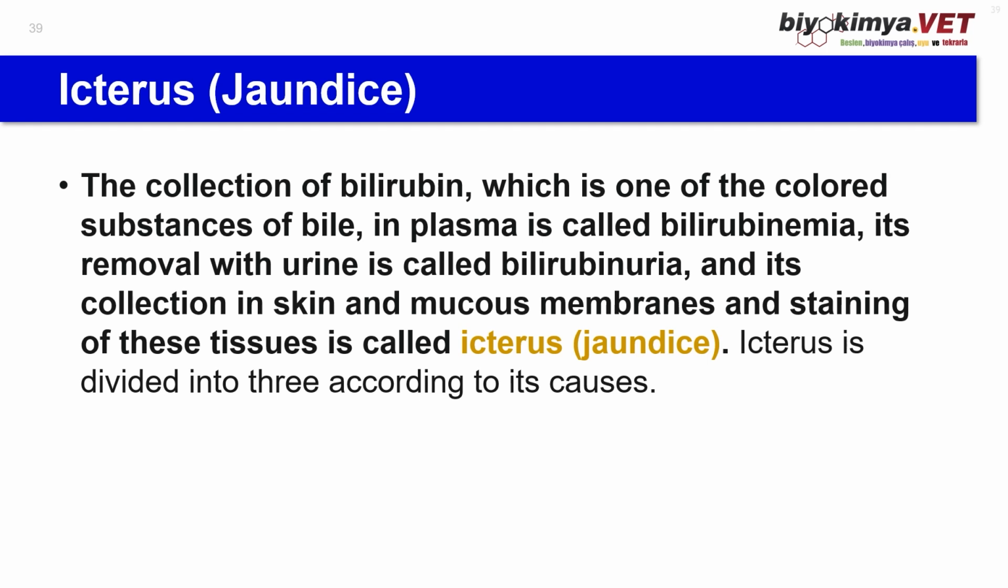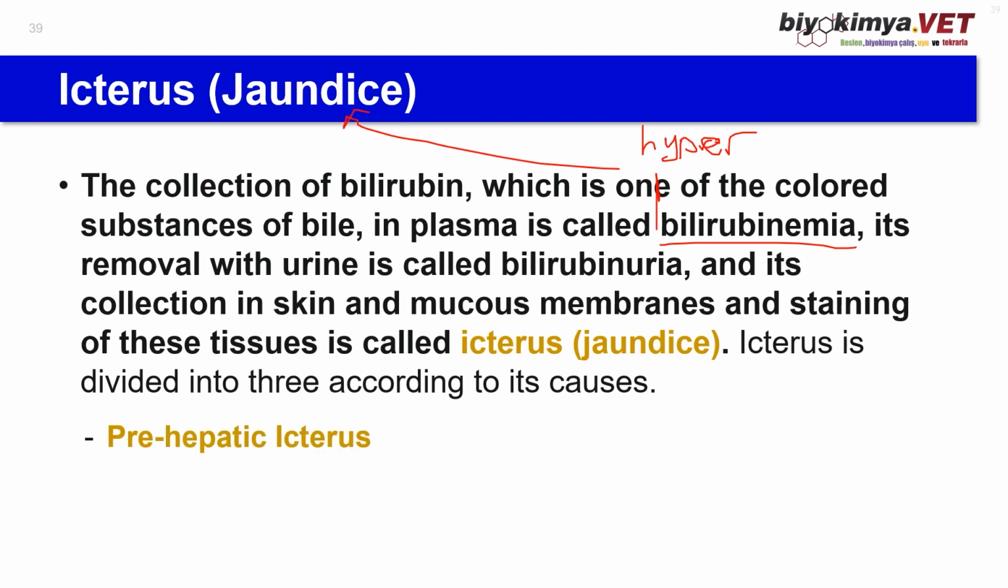And depending on the reasons of bilirubinemia, actually hyper, don't forget hyper, because bilirubin is always present in blood, but in very low concentration. Excess, which is called hyperbilirubinemia, causes the icterus or the jaundice. And there are 3 types of icterus. The first one is prehepatic icterus.